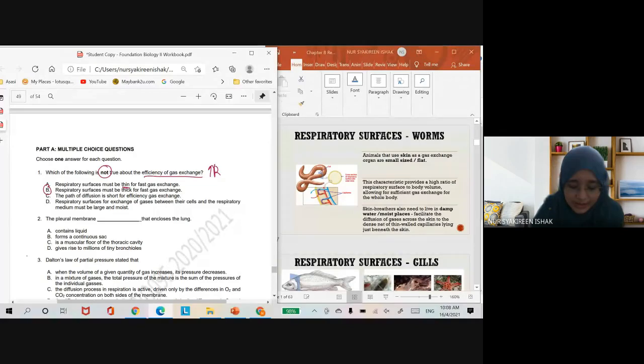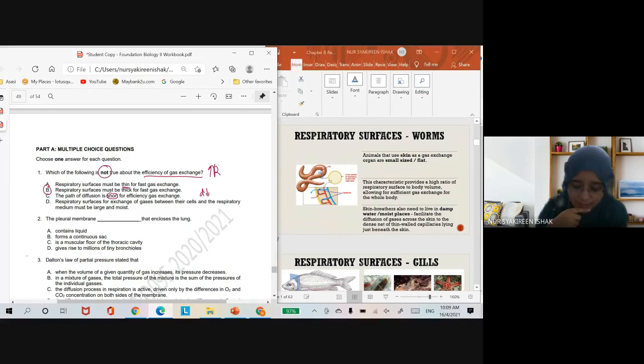Okay, so C, the path for diffusion is short. The path for diffusion is short for efficient gas exchange. So that's right, the distance. In order to increase R, the distance has to be reduced. The distance for which gas diffuses across the wall has to be really short, across the wall of the alveolus and into the blood capillaries. So statement C is correct.